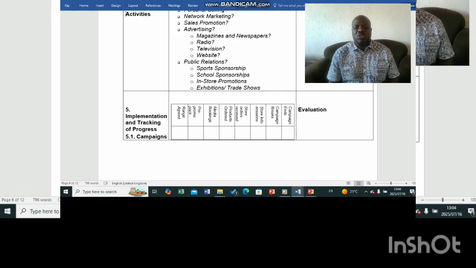Implementation, you've got to implement and track progress of your campaigns. You will have your targets, you will have your actuals. Maybe you plan to sell 10 per day, and you are selling 7 per day. Establish the reasons why and corrective action.